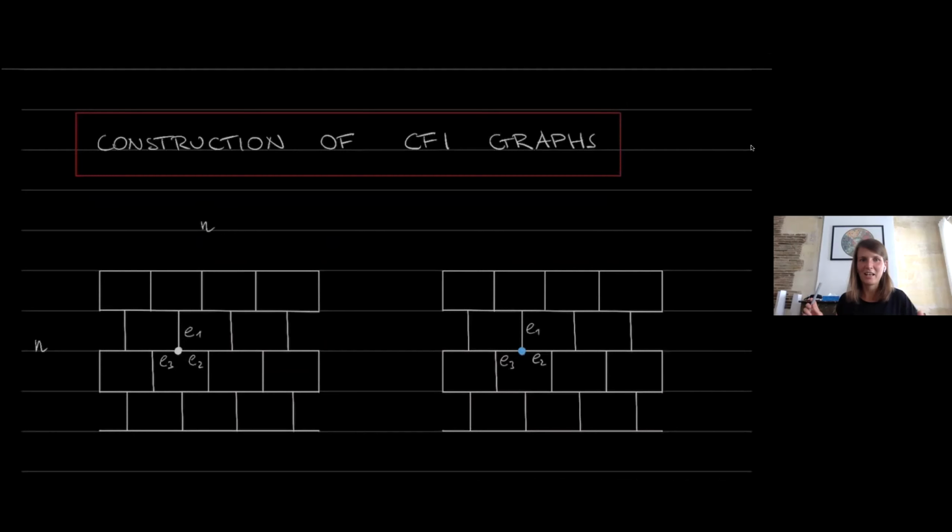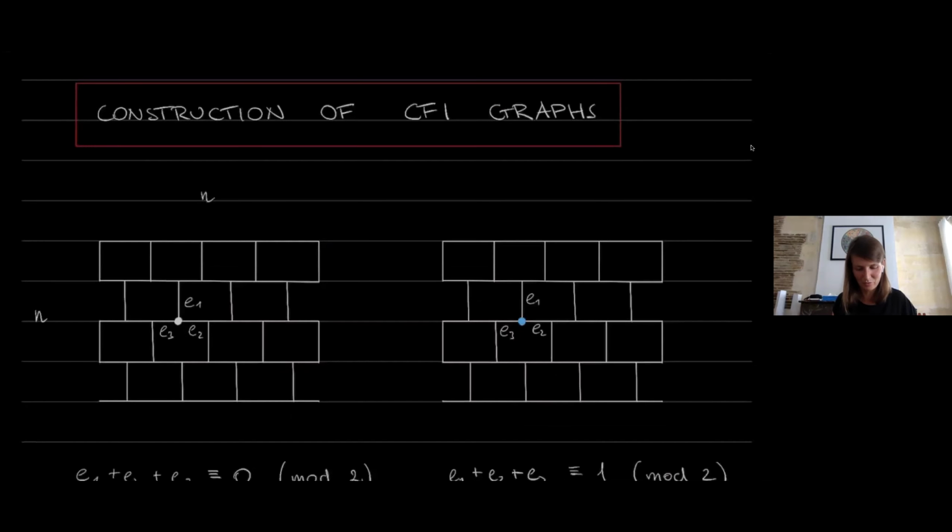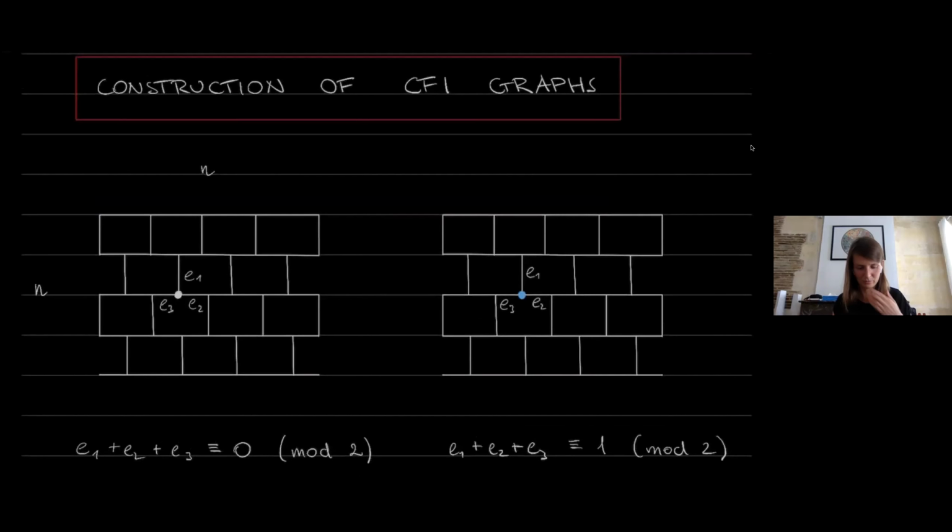So any more questions about this CFI construction? It would actually be interesting to describe the strategy for duplicator, but I'm afraid I don't want to improvise, and also this would take quite some time.